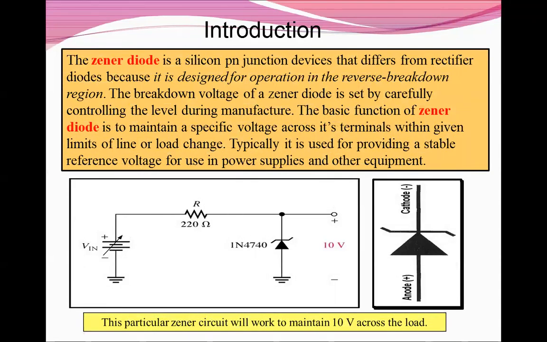In introduction, the Zener diode is nothing but a silicon PN junction device that differs from rectifier diode because it is designed for operation in the reverse breakdown region. The breakdown voltage of a Zener diode is set by carefully controlling the doping level during manufacture. The basic function of Zener diode is to maintain a specific voltage across its terminal within given limits of line or load change. Typically, it is used for providing a stable reference voltage for use in power supply and other equipment.